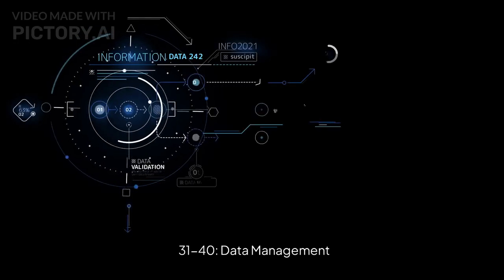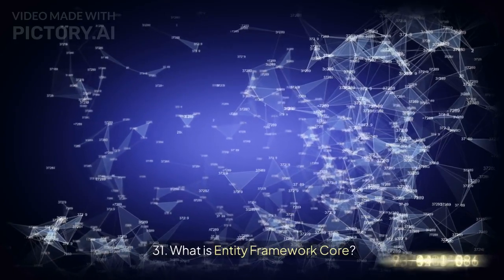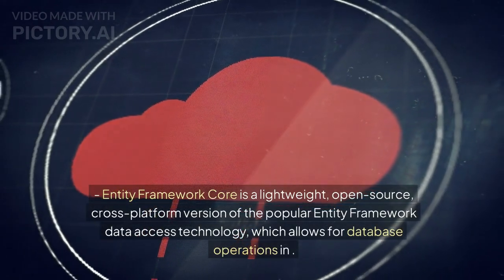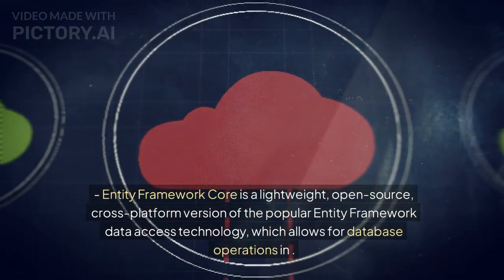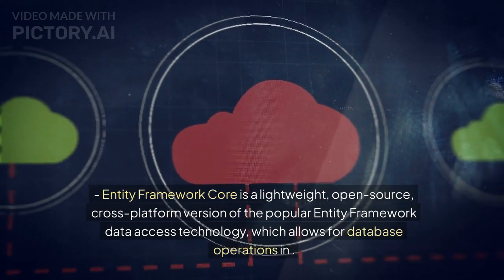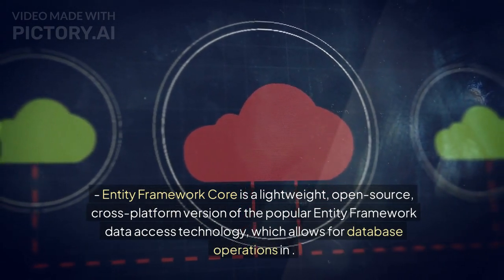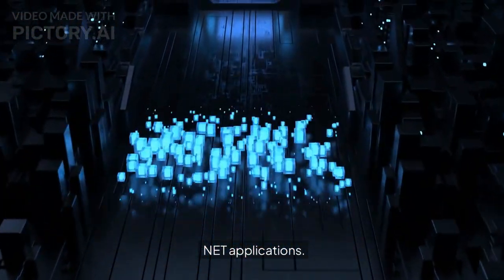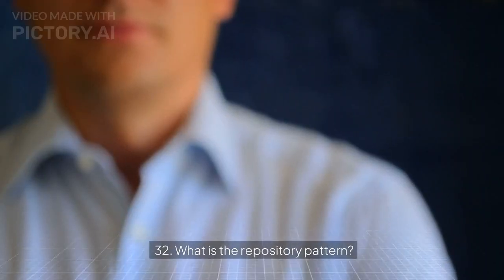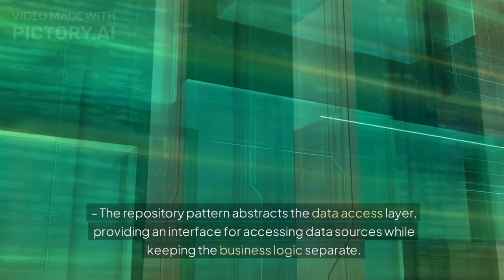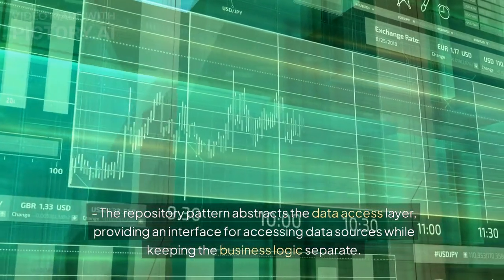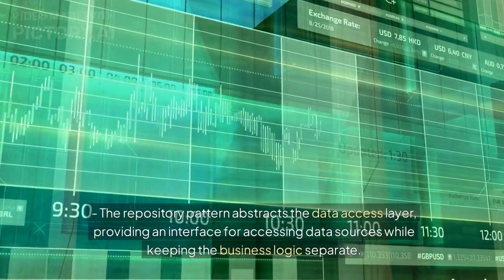31 to 40: Data management. 31. What is Entity Framework Core? Entity Framework Core is a lightweight, open-source, cross-platform version of the popular Entity Framework data access technology, which allows for database operations in .NET applications. 32. What is the repository pattern? The repository pattern abstracts the data access layer, providing an interface for accessing data sources while keeping the business logic separate.